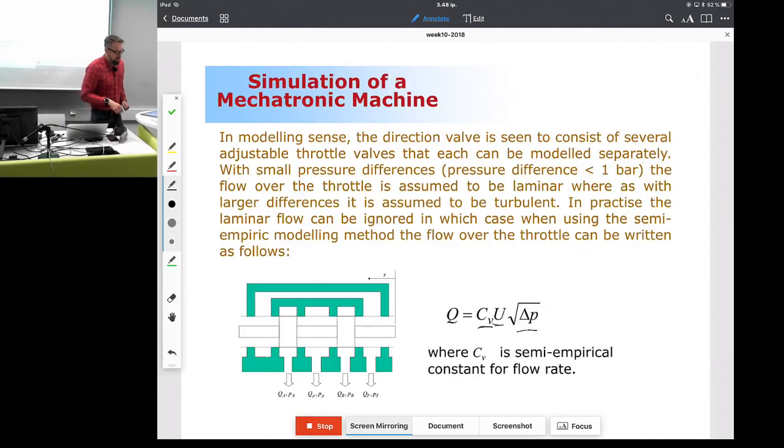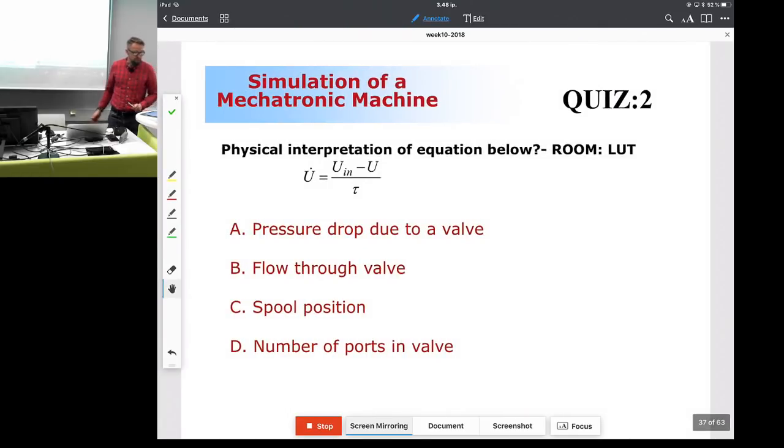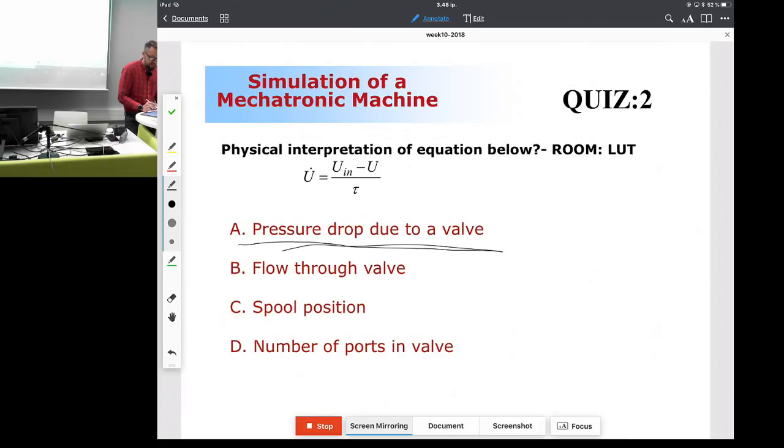What is this? Spool position, correct. Very good. Okay, physical interpretation of the equation below. So what is it that this describes? Is it describing the pressure drop due to the valve, flow through the valve, spool position, number of ports in the valve?